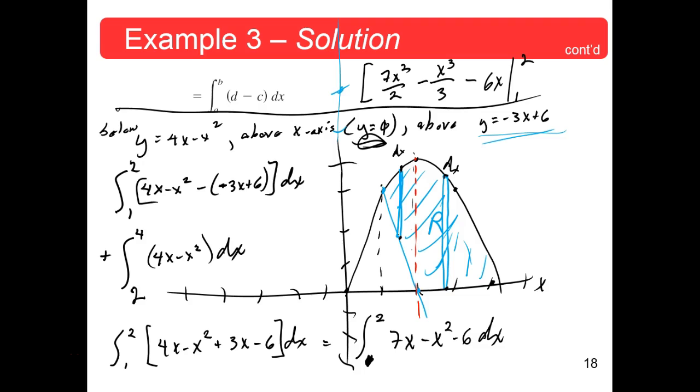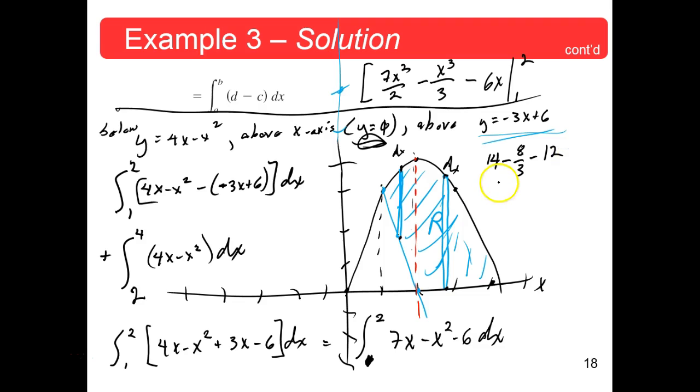Okay, let's plug in the 2 first. 2 squared is 4. 2 will go in the 4, that denominator down there. 2 times 7 is 14. Minus 2 cubed is 8 thirds. And minus 6 times 2 is 12. That's not looking too promising, is it?